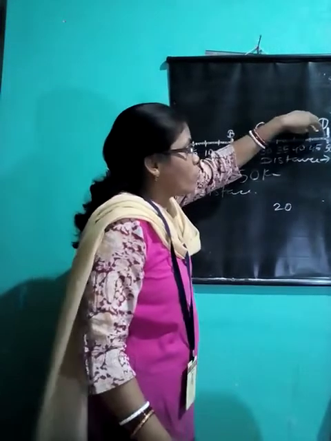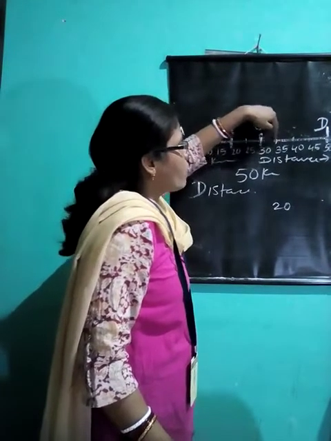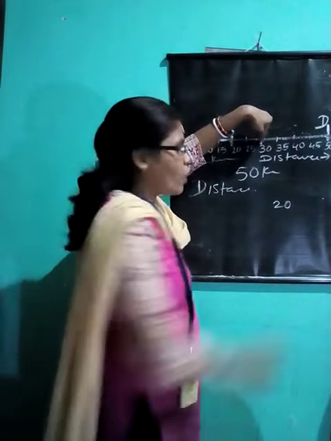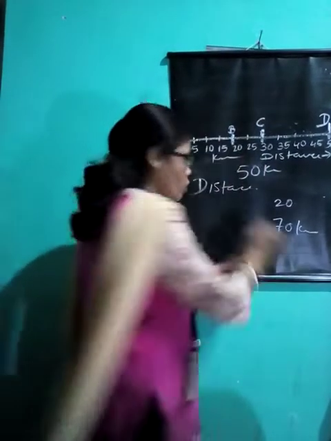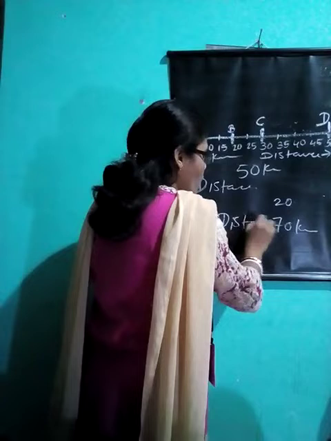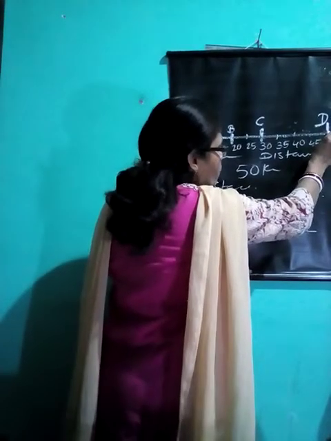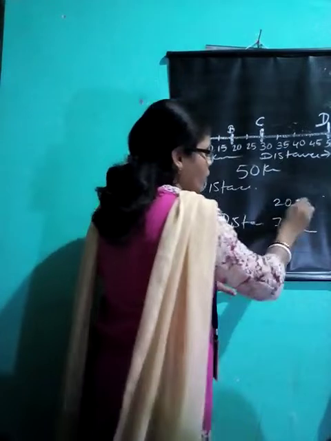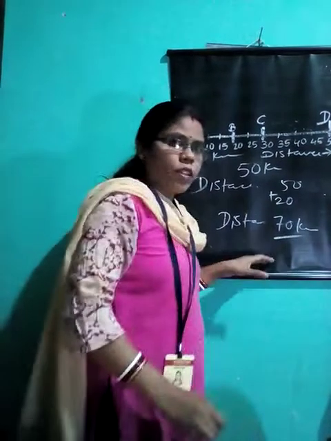It has covered 50, 55, 60, 65, 70 kilometers. Okay, so distance covered is 70 kilometers. Here: 50, 55, 60, 65, 70. 70 kilometers, 50 plus 20. This much it has covered.